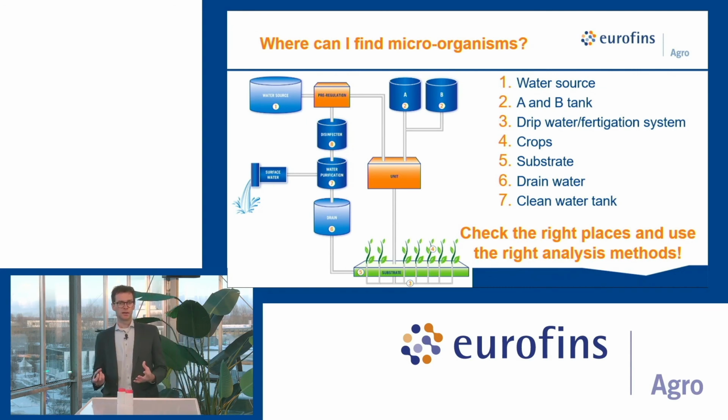So, at the end, where can I find microorganisms? I showed you a few examples. They can be on every place in the greenhouse. So check the right places. So make a list of possible places where pathogens can hide, and send a sample of this place. And choose also the right analysis method, also very important. And we can help you with this.